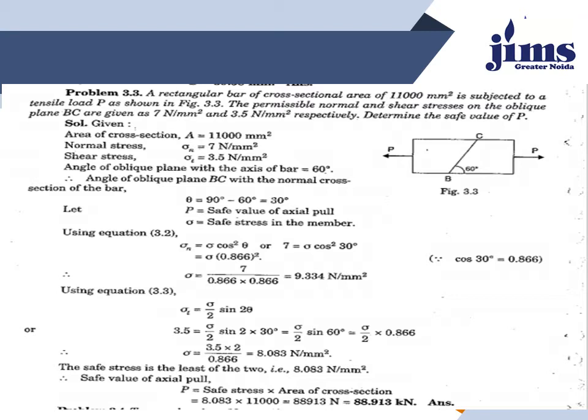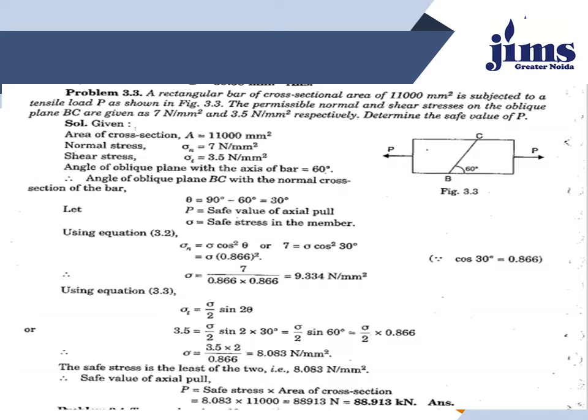Newton per millimeter square. Similarly, we know that the tangential stress, sigma T, on an inclined plane, that is the shear stress, is equal to sigma by 2 sin 2 theta. Here theta is the angle of inclination. So sigma T is equal to 3.5, which is given, is equal to sigma by 2 sin 2 into 30 degrees. By solving this, sigma is equal to 8.083 Newton per millimeter square.